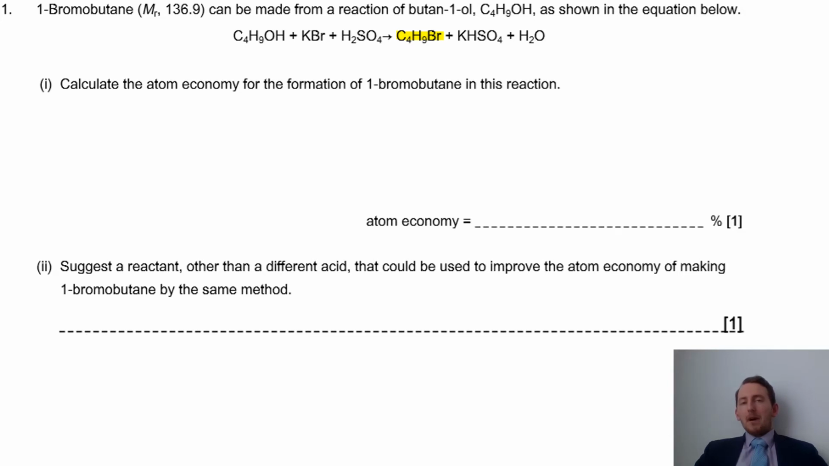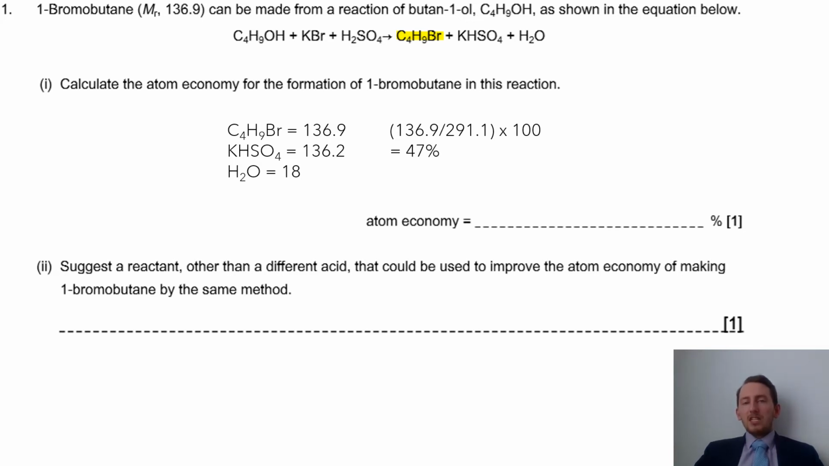We take the MR of the desired product divided by the MR of all the products that we have. So we've been told in the question that the desired product has an MR of 136.9, but I've also got some other products in there. I've got two more. So my KHSO4 is 136.2 and my water is 18. So my equation to work this out will be my desired 136.9 divided by 291.1. That's if I take all those three values that I've just worked out, add them all together, and then to get a percentage, got to times up by 100, so therefore that gives me 47%.